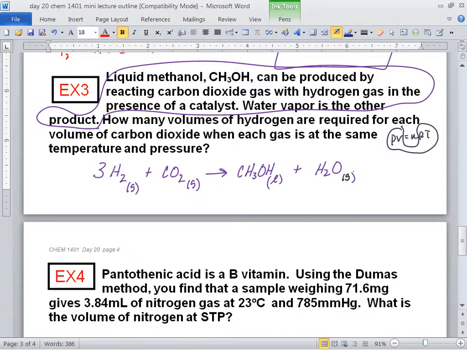So you could say 3 volumes of hydrogen react with 1 volume of CO2 to produce 1 volume of H2O. So the answer would be what? How many volumes of hydrogen are required for each volume of carbon dioxide? 3. That's all it is. The important part is you see the little G subscript, and then you just compare the coefficients. That's that type of problem. You'll have that in the homework coming up, too.